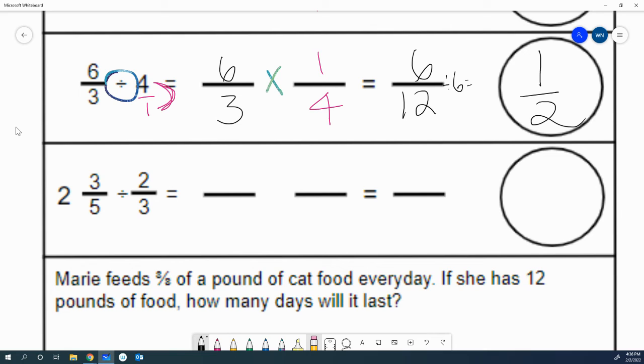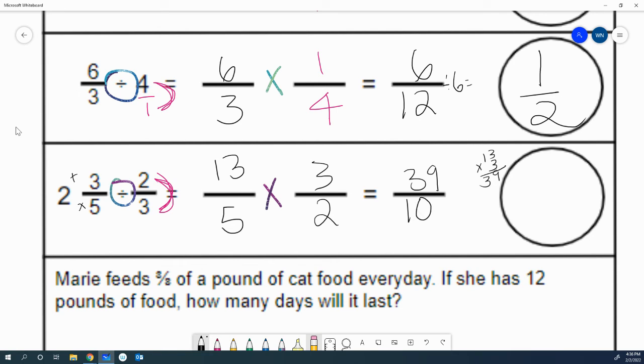For this one, you knew you had to turn the first number into an improper fraction. So we've got 5 times 2 is 10 plus 3 is 13 over 5. Now we kept that. We're going to change division to multiplication. And we're going to flip that 2/3. We're going to have 3/2. Now we have to say 13 times 3. It's going to get me 39. 5 times 2 is 10. But you cannot turn in an answer that's 39 over 10. We have to divide 39 divided by 10. 10 can go into 39 3 times. That's 30 with 9 left over. That means my answer is going to be 3 and 9 tenths.